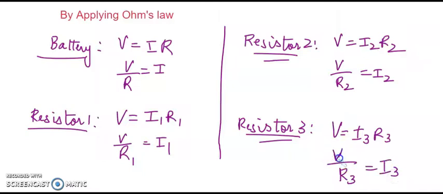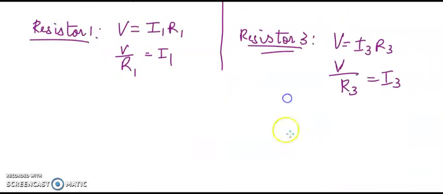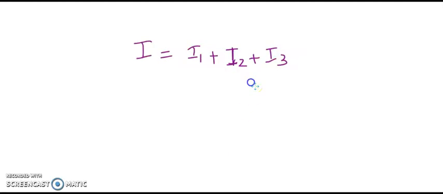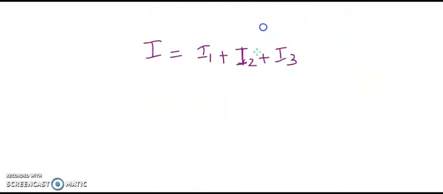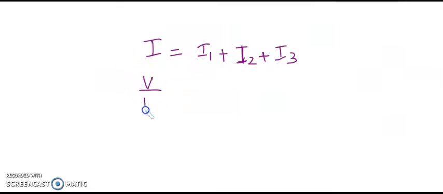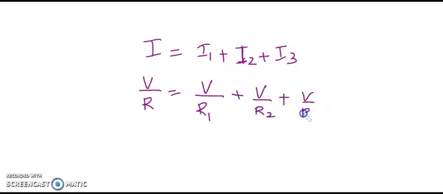So we just now said that the total current flowing in the circuit is equal to the addition of the individual currents flowing through the individual resistors. So we'll say I equals I1 plus I2 plus I3. I is V by R, I1 is V by R1, then V by R2 and V by R3. So we'll say V upon R equals V upon R1 plus V upon R2 plus V upon R3.